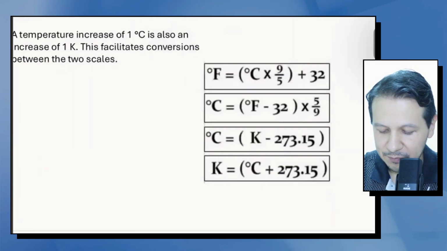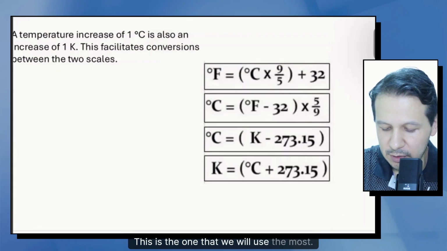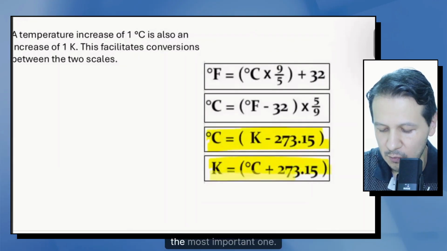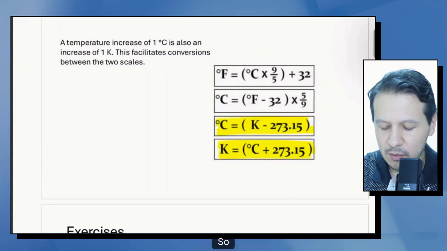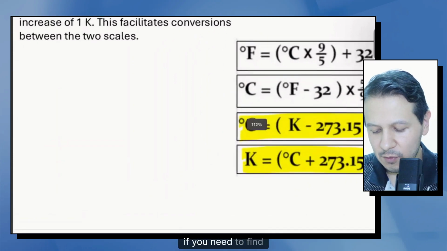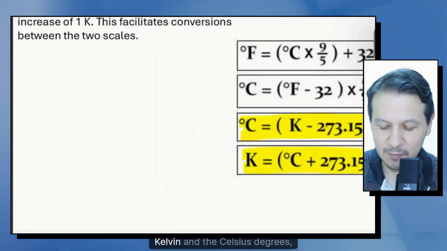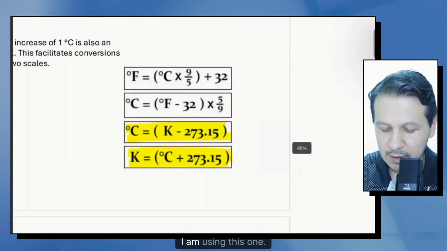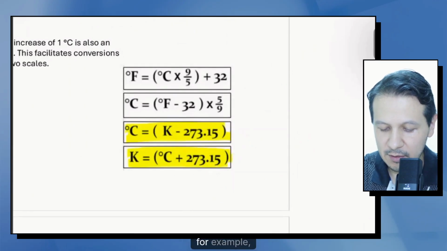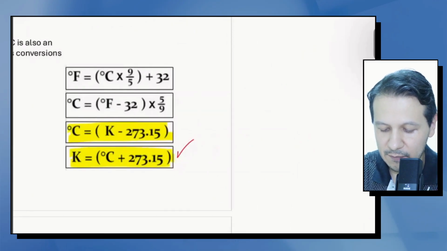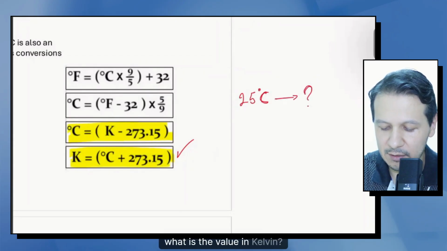Here we have the one that we will use the most. Those are the most important ones. So if you need to find Kelvin from Celsius degrees, I am using this one. So they say, for example, you have 25 Celsius degrees. What is the value in Kelvin?